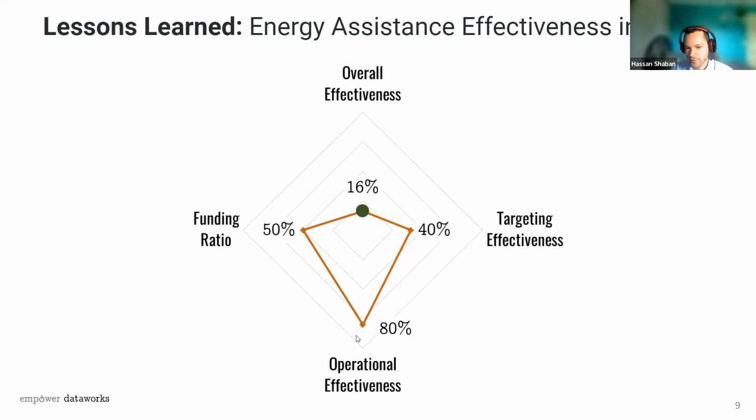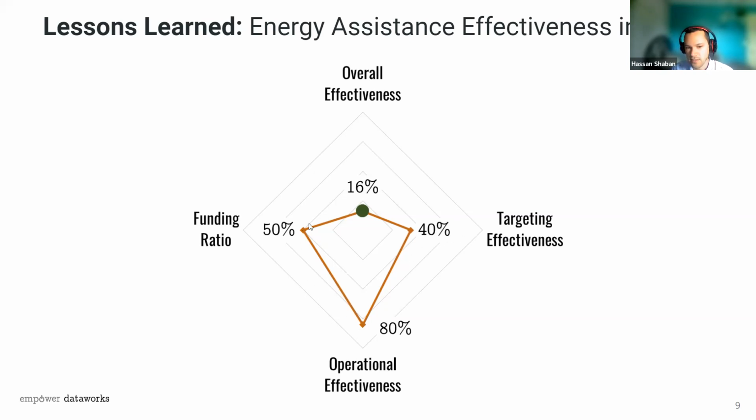On average, about 80% of those funds go to customers, so they end up reducing bills for customers. And about 20% is spent on administrative charges and indirect expenses. And on average, about 40% of the program benefits flow to high energy burden customers. So the other 60% is flowing to low income customers, but they don't have a high energy burden.